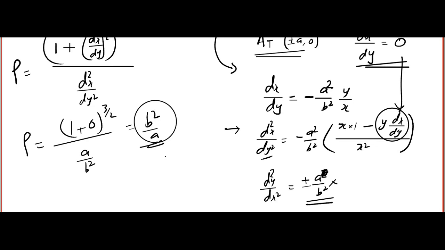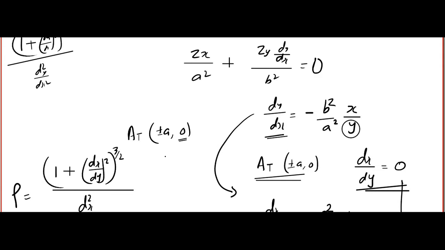I went a little bit fast, so you can pause the video and check it once more. So I'll tell you the main point. Here what happened is, at the required point you got infinity. So no need to worry. Just write the formula 1 plus dx by dy the whole square the whole power 3 by 2 by d square x by dy square, because we know the reciprocal of infinity will be 0.